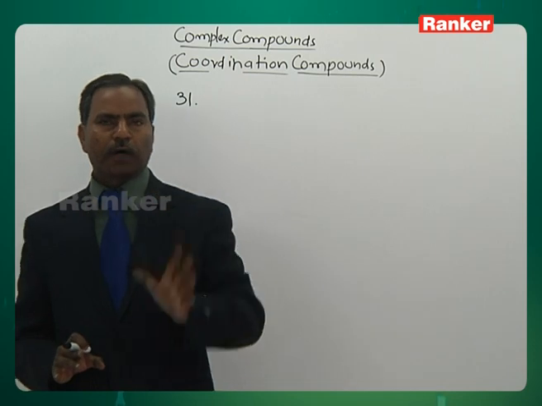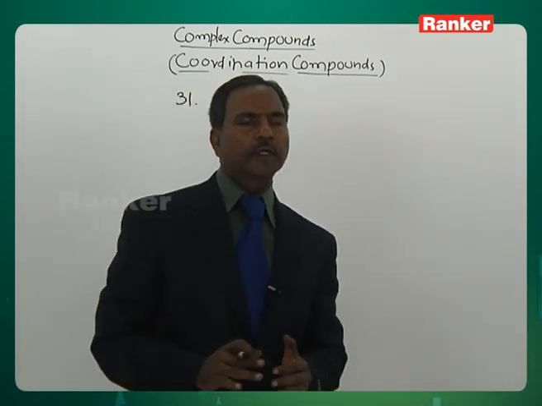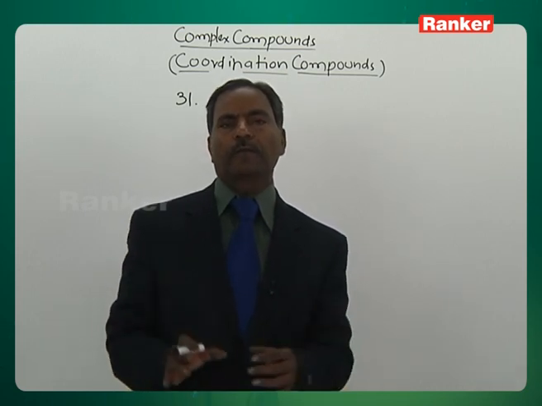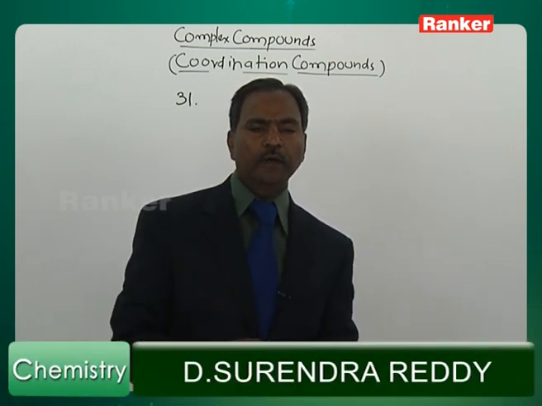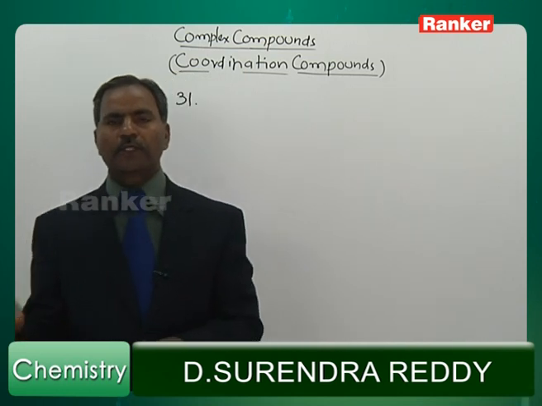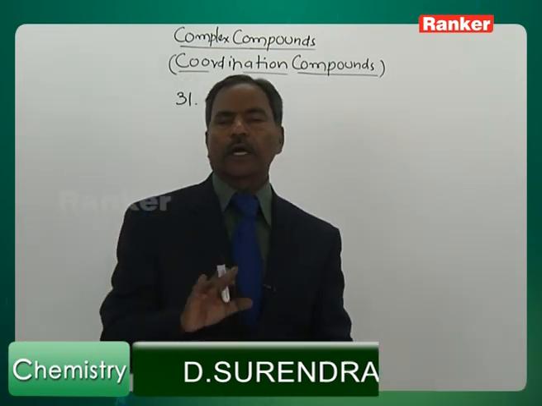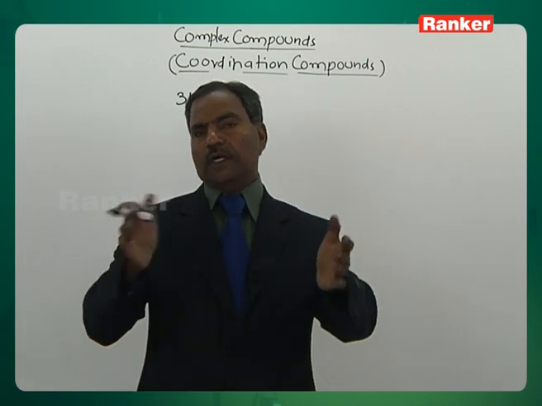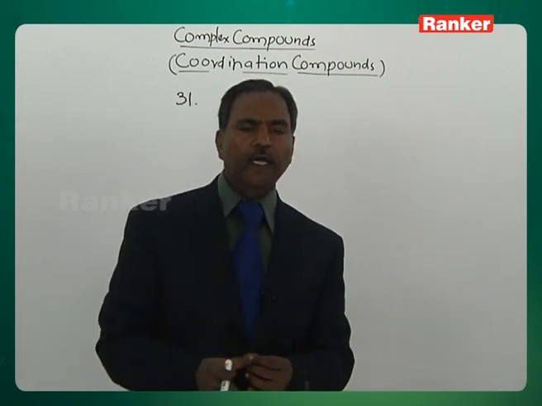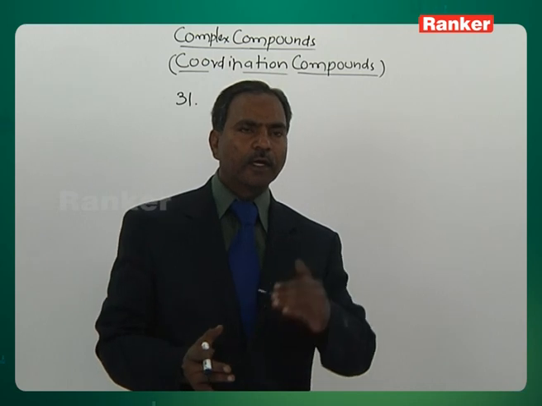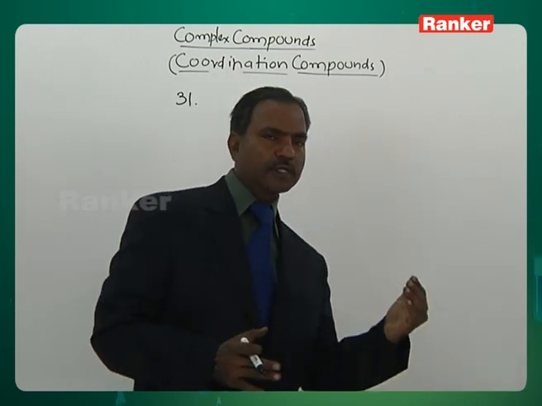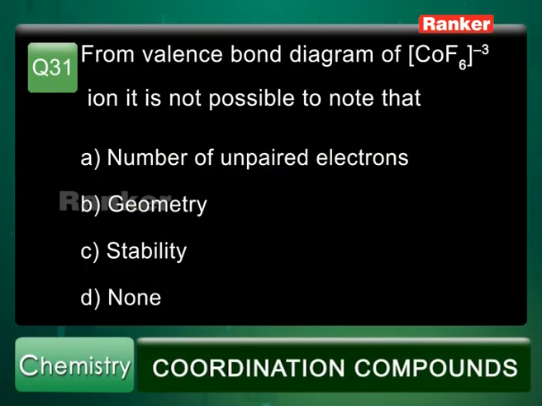See, the valence bond theory is not giving information about the stability of the complex. Therefore, for question 31, A is the number of unpaired electrons: based on inner and outer orbital, we can say how many unpaired electrons there are. Geometry: based on coordination number, you can say the geometry. Stability we cannot discuss according to valence bond theory, which is more stable and which is less stable. So the answer is C, stability we cannot explain.